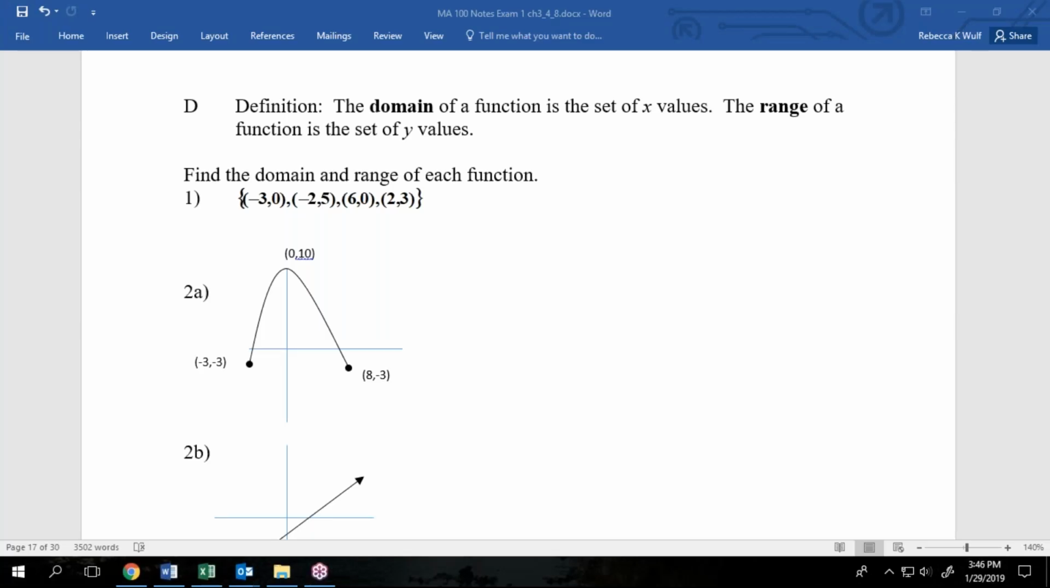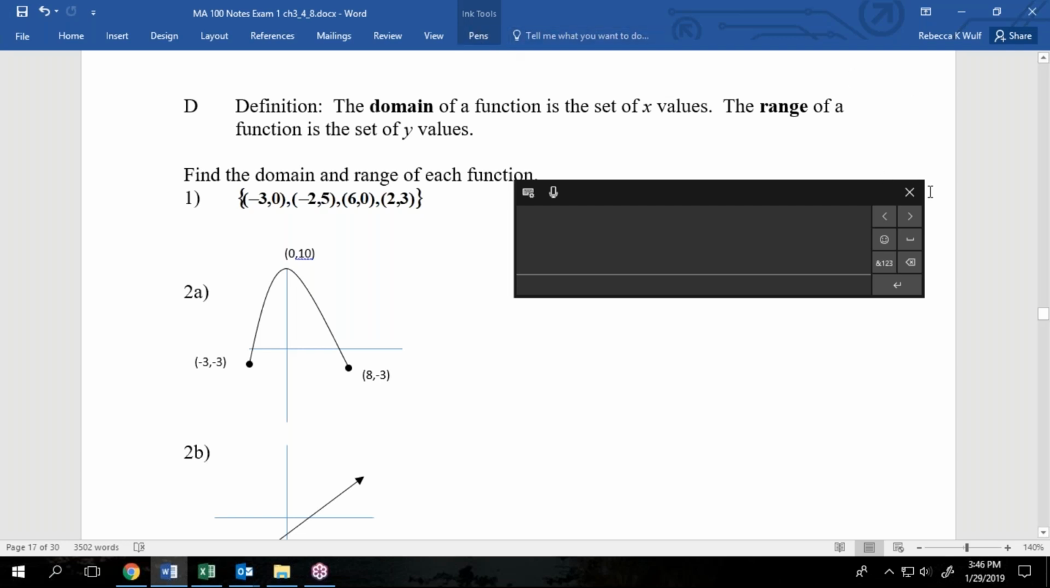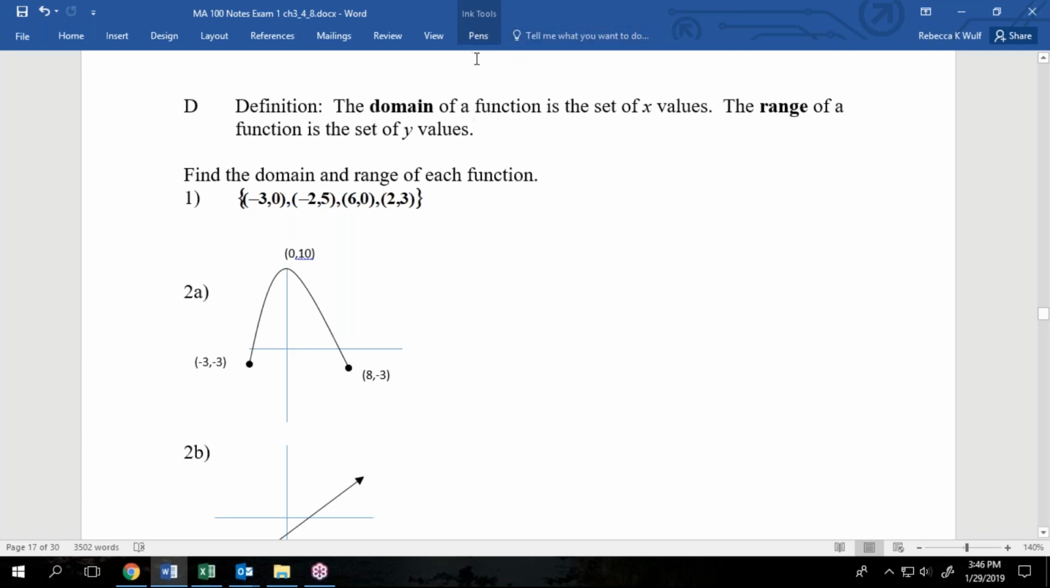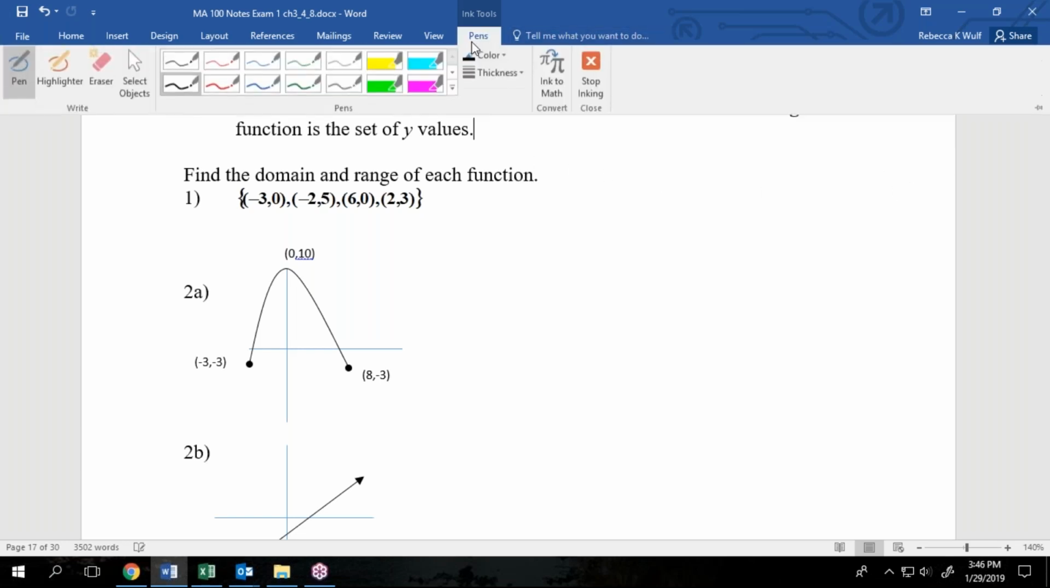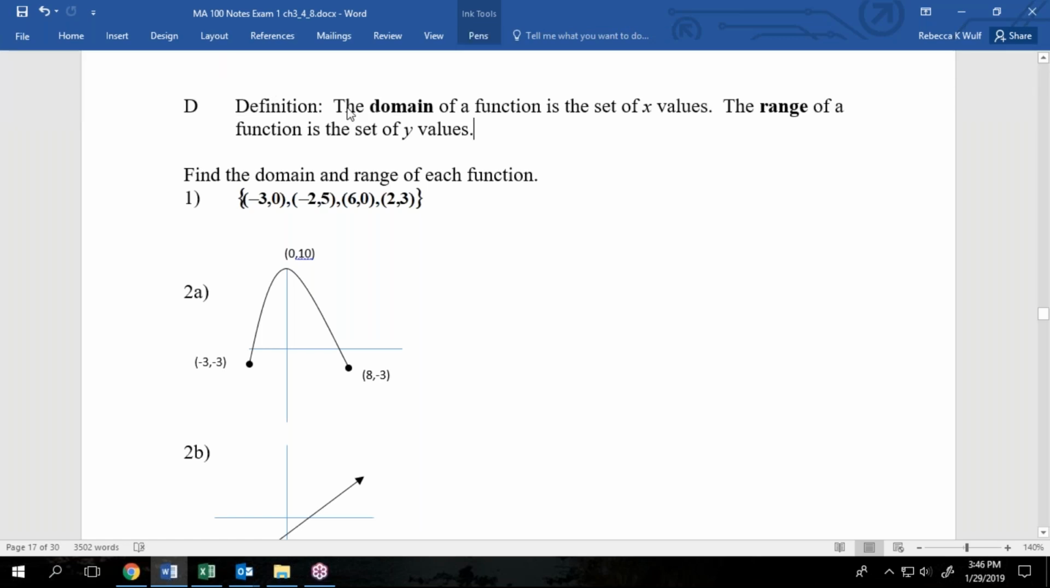Okay, in this video, I'd like to talk a little bit about domain and range of functions. So in my previous video, I defined what a function is. Now I'd like to look at the definition of domain and range.